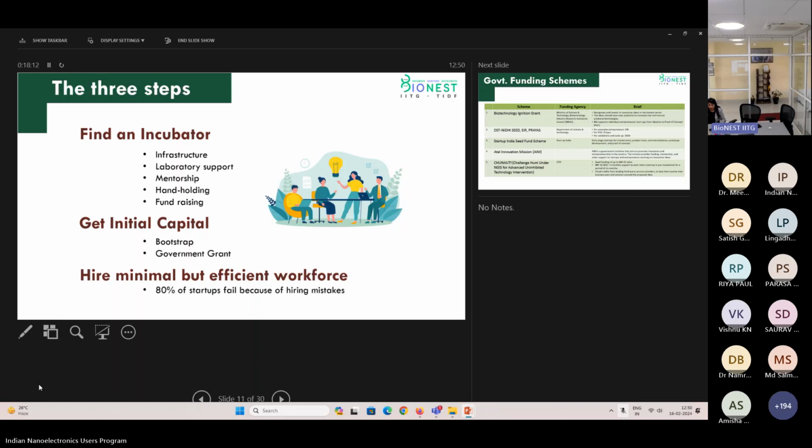And then comes the government grant. The Indian government has many. I'll be telling you what the different funding schemes are, right? And you can get this grant. And then the third step is that you have to hire a minimal but very efficient workforce. In the beginning, you cannot, of course, afford to hire too many people and very good people, because if they are very qualified, they'll need more salary, right?